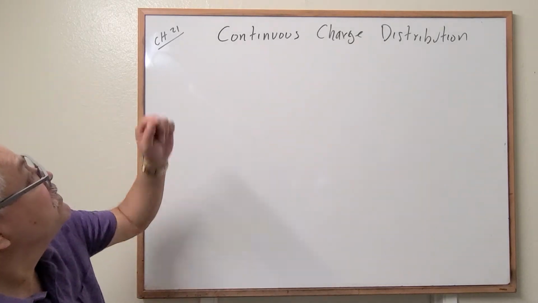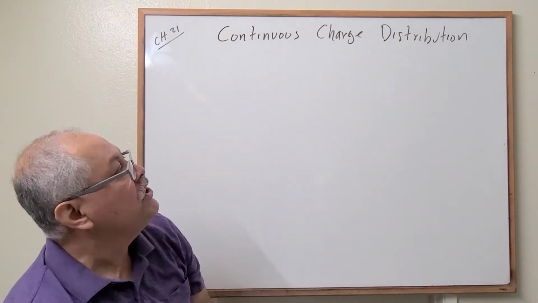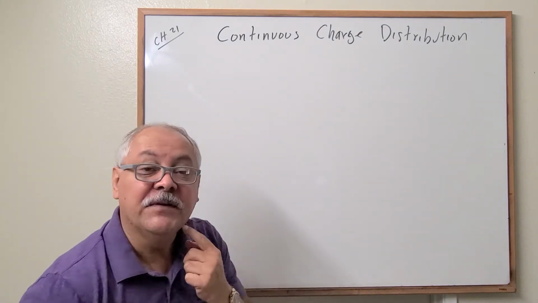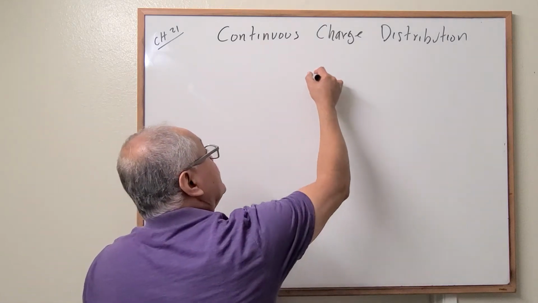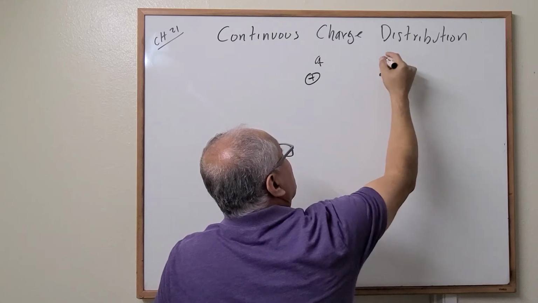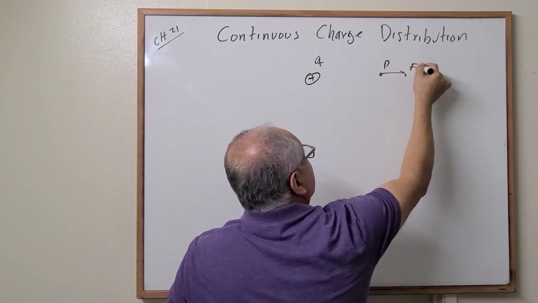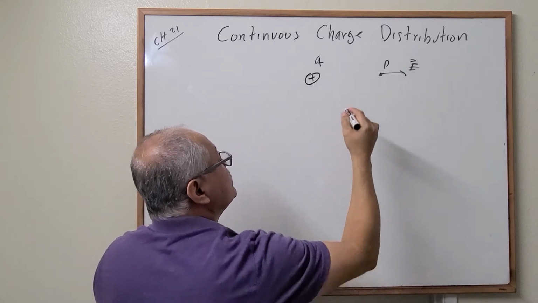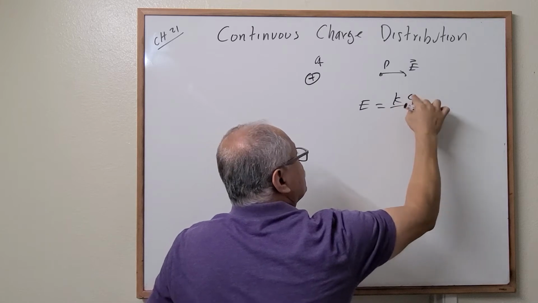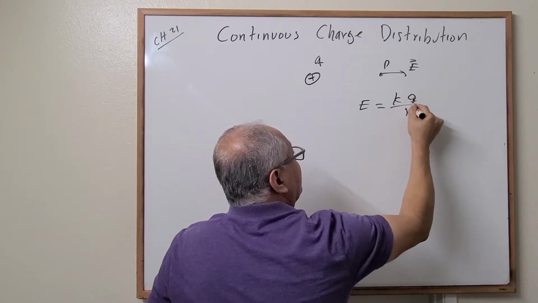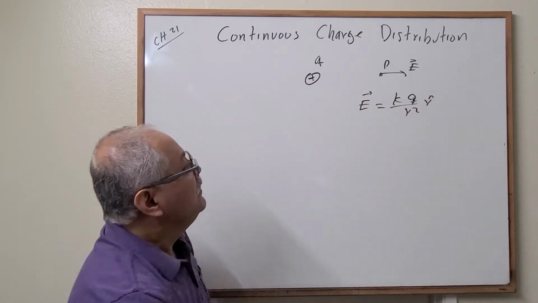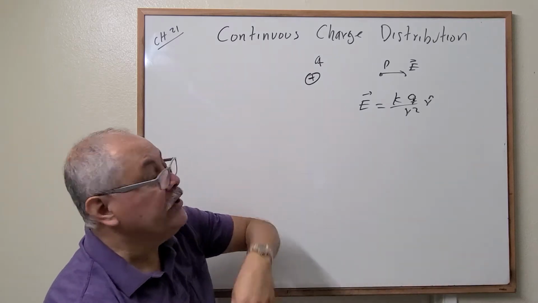Okay, let's continue on chapter 21. Now let's go to continuous charge distribution. So far, remember we have the electric field for a positive charge, for example, this one charge at this point P. We found that the electric field is equal to KQ divided by r squared in the r hat direction. This is the case when we have only point charges.